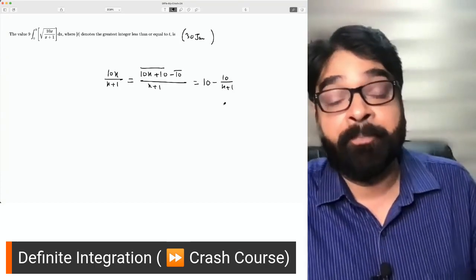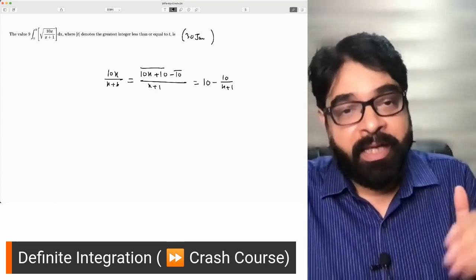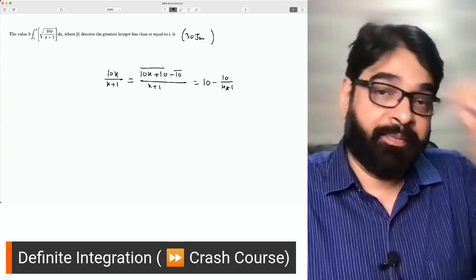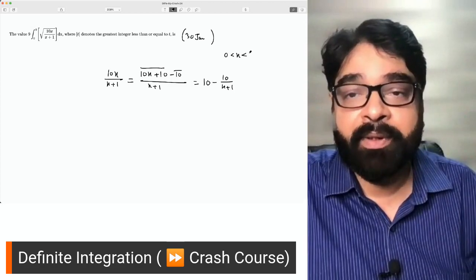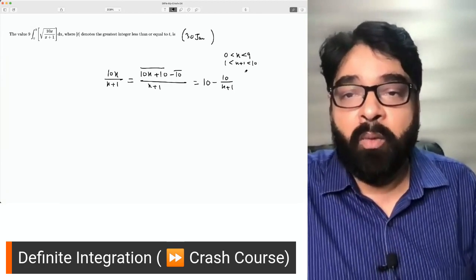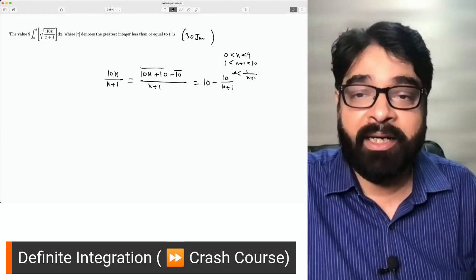You may be wondering, sir, why you did it like this? Because here x is in two places, then getting the range will be difficult. It's easy here. Think carefully. x is between 0 and 9, so x plus 1 will be between 1 and 10. Correct? 1 by x plus 1 will be where? Reciprocal: 1 by 10 to 1.